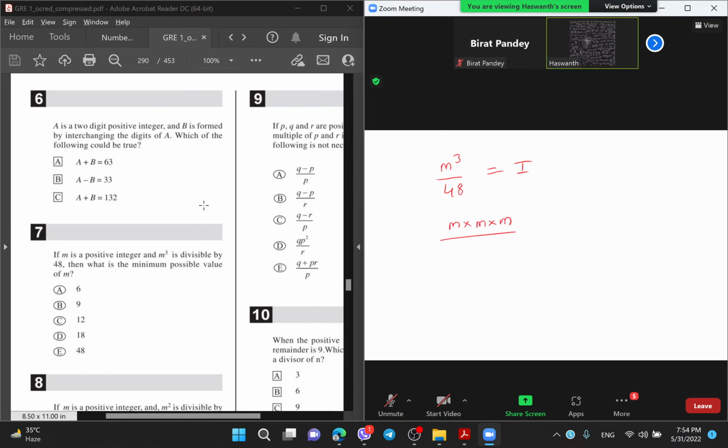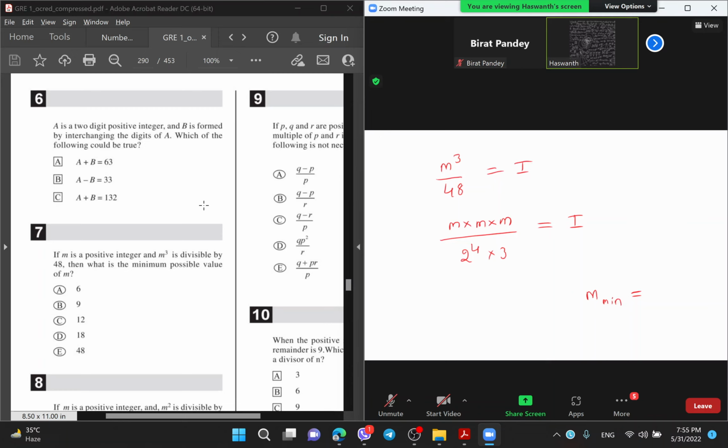48 can be written as 16 threes, 2 power 4 into 3. The resultant value must be an integer. Then only we say m cube is divisible by 48. Now we have to look at the minimum value of m in such a way that this condition is satisfied. Now left hand side will be equal to right hand side only when these 4 2's and a 3 present in the denominator get cancelled. So we have to look at this minimum value in such a way that this denominator is completely wiped out.